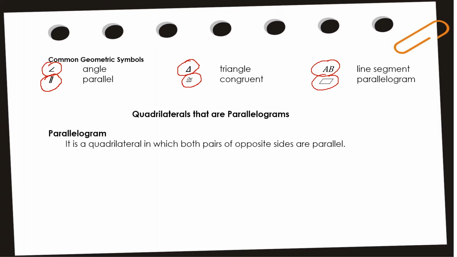Quadrilaterals that are parallelograms. A parallelogram is a quadrilateral in which both pairs of opposite sides are parallel. So if quadrilateral ABCD is a parallelogram, as you can see in the figure, both pairs of opposite sides are parallel. It means that side AB is parallel to side CD, and side AD is parallel to side BC.